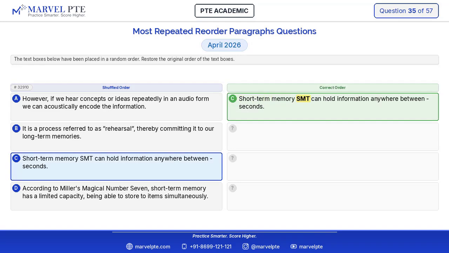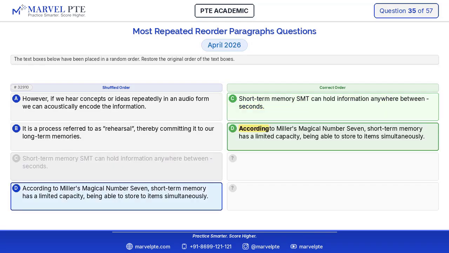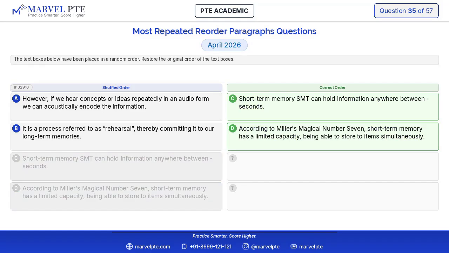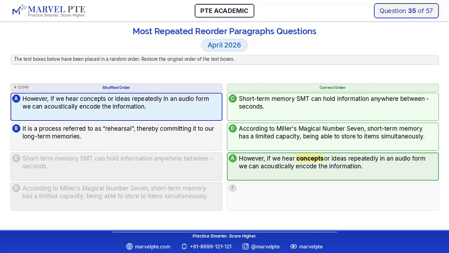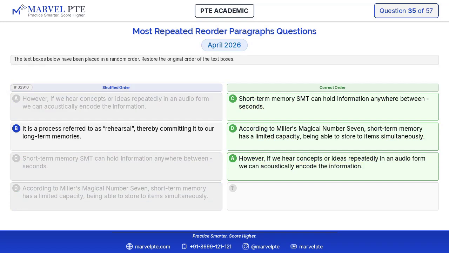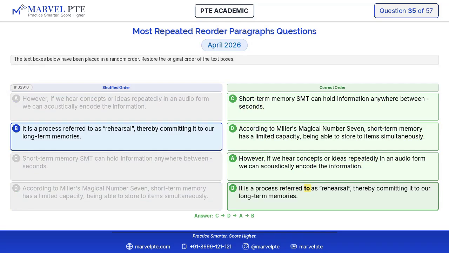Short-term memory, STM, can hold information anywhere between seconds. According to Miller's magical number 7, short-term memory has a limited capacity, being able to store 7 items simultaneously. However, if we hear concepts or ideas repeatedly in an audio form, we can acoustically encode the information. It is a process referred to as rehearsal, thereby committing it to our long-term memories.